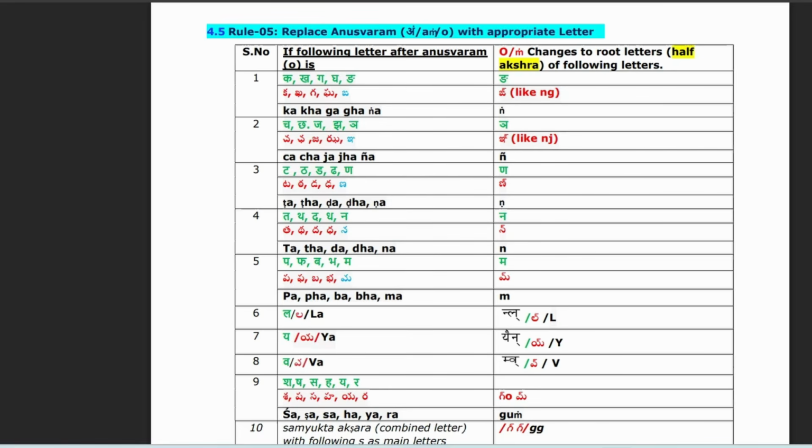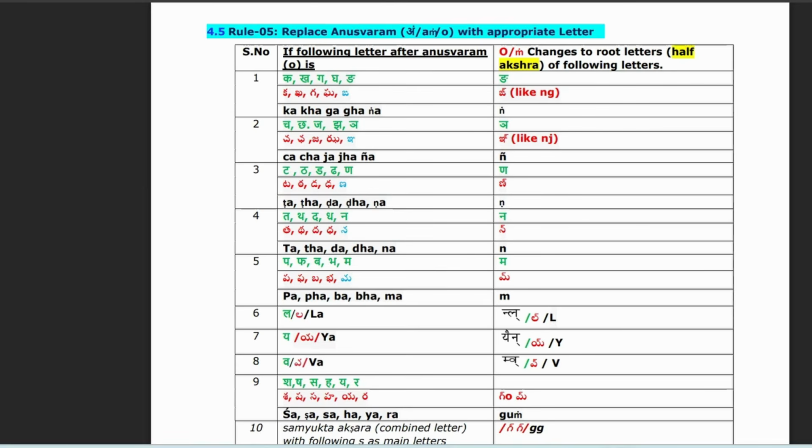Okay. The special ones are the L. If the Anuswaram is followed by L, the Anuswaram changes to L. It's a nasal sound. And if the Anuswaram is followed by Y, it is Nyai, a nasal ya. And if the Anuswaram is followed by V, it is again a nasal wa. Okay.